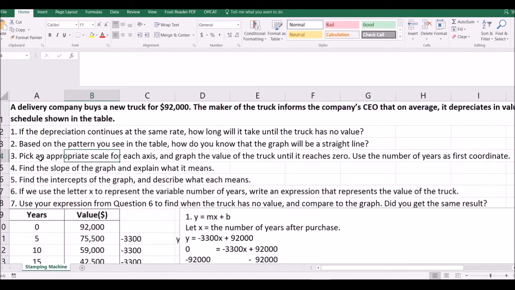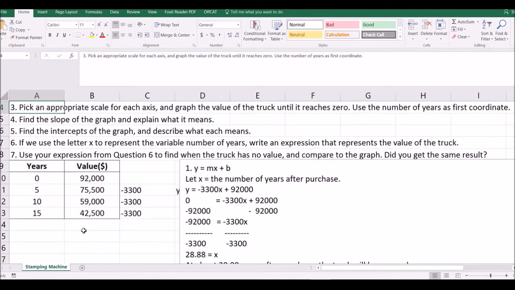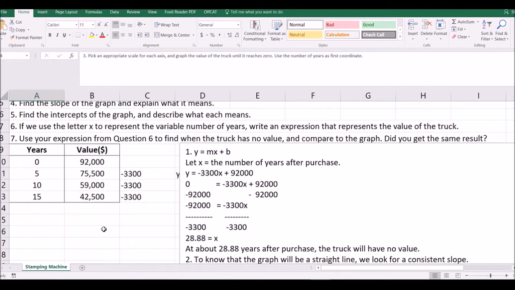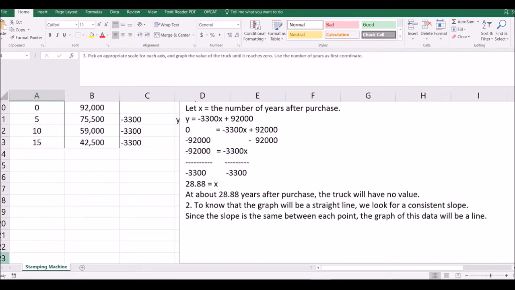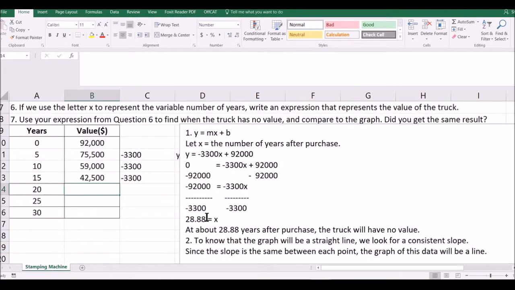This next one says pick an appropriate scale for each axis and graph the value of the truck until it reaches 0. Use the number of years as the first coordinate. So it's telling you use the years as the x. Alright, so we want this to go down to 0. So let's take a look. We know that in this particular example, it's at 28.88 years. So if I take a couple more data points, 20, 25, 30, at 30 it'll be less than 0. Obviously we can't have a negative value, but just to help us get the graph.